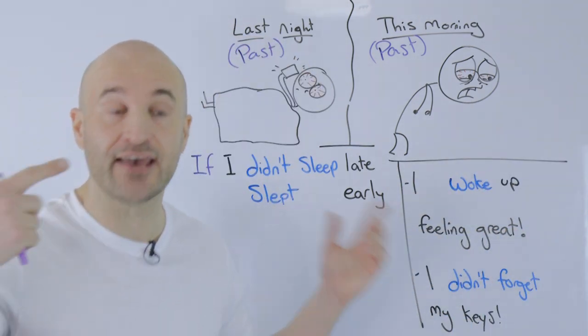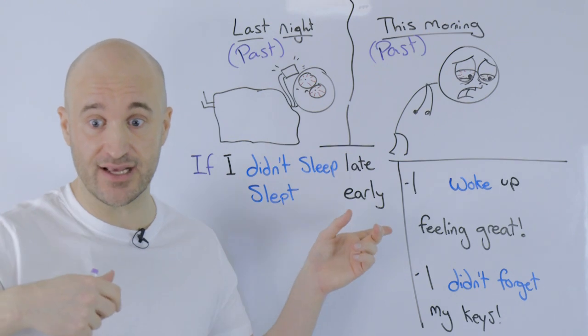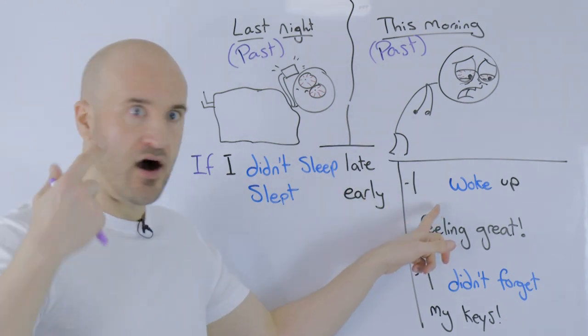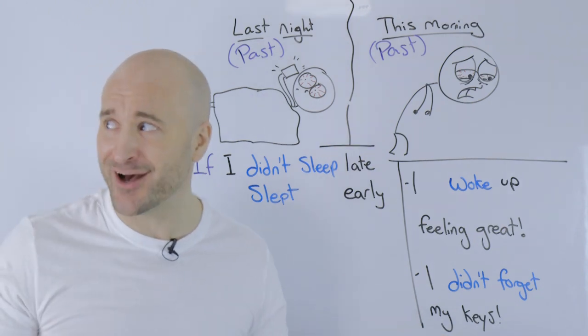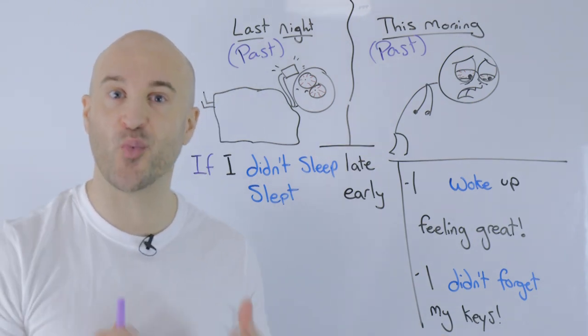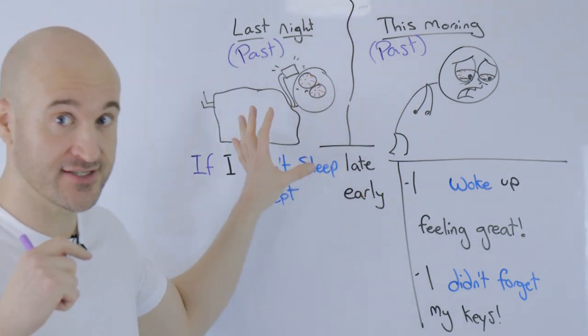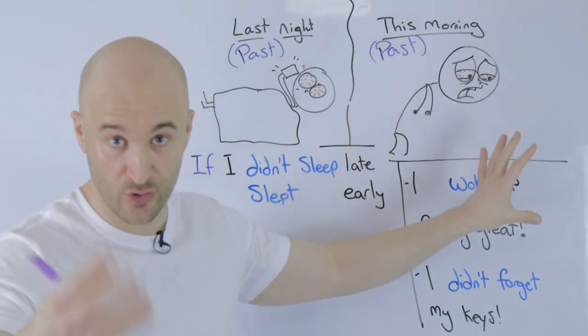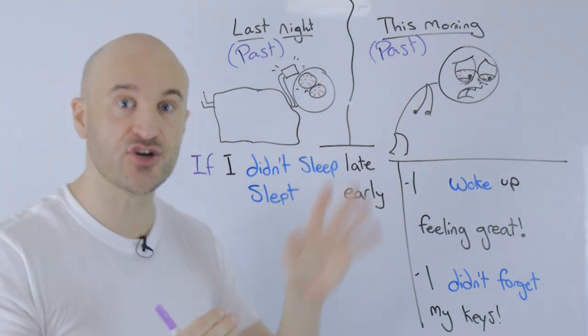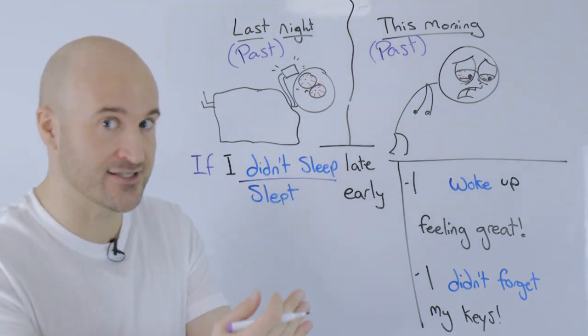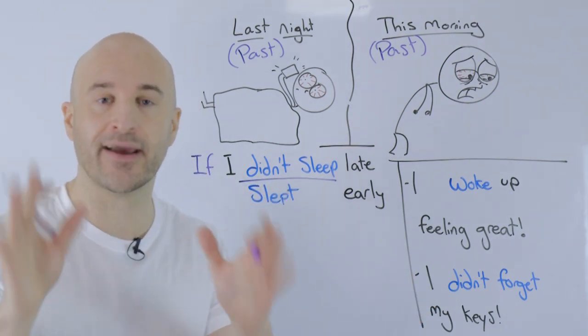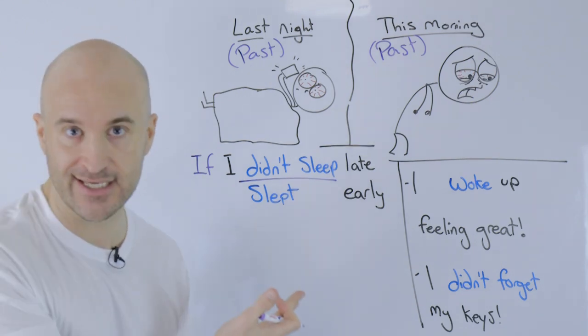Okay, I imagine if I didn't sleep late, if I slept early, I woke up feeling great. I didn't forget my house keys. So remember, we're imagining a different past to change also the past. What grammatically needs to change here? For the if, you need a had or hadn't plus verb 3. Boring, I know. What does it look like?